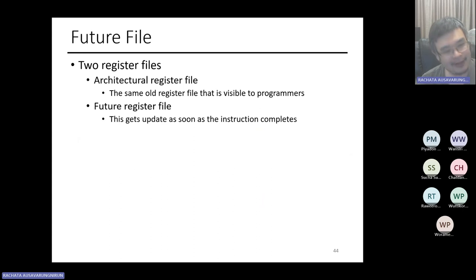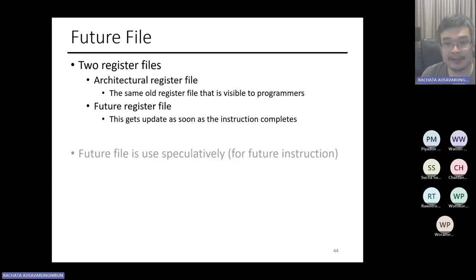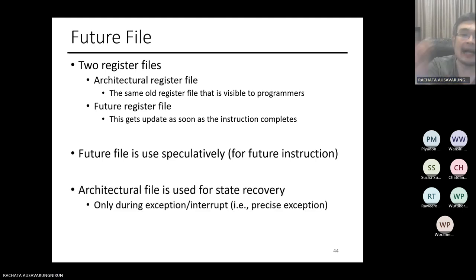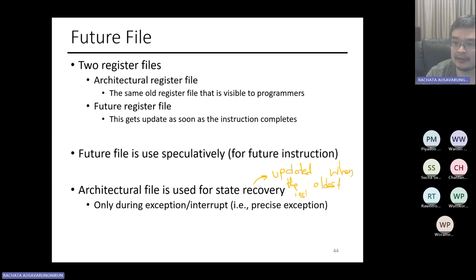So you keep, again, two copies of the register file. The future file gets updated whenever I have a new instruction in the reorder buffer; I update the future file with the tag. The architectural register file doesn't have the tag, doesn't have the valid bit, just the old register file value. Then the future file works as I showed you from the example that we did earlier. The architectural file is updated using the reorder buffer when the oldest instruction in the reorder buffer is done.